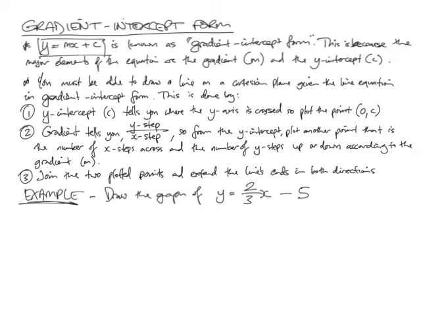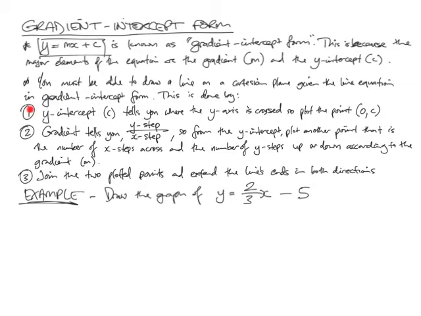So the linear functions we'll be talking about in this form, y is equal to mx plus c, is actually known as the gradient intercept form of a line equation. That's because the major elements of the equation are the gradient, which is m, and the y-intercept, which is c. And that explains the relationship between the y and the x value. You must be able to draw a line on a Cartesian plane given the line equation in gradient intercept form, because you need to deal with another form a bit later.